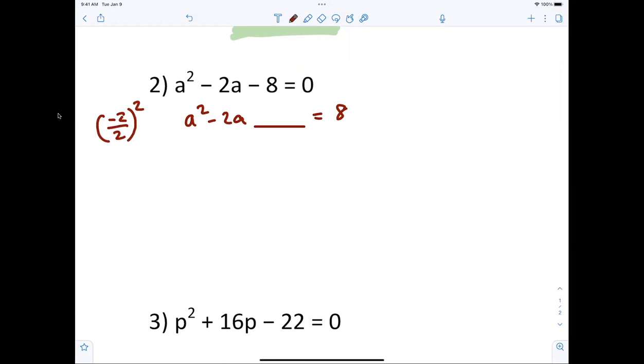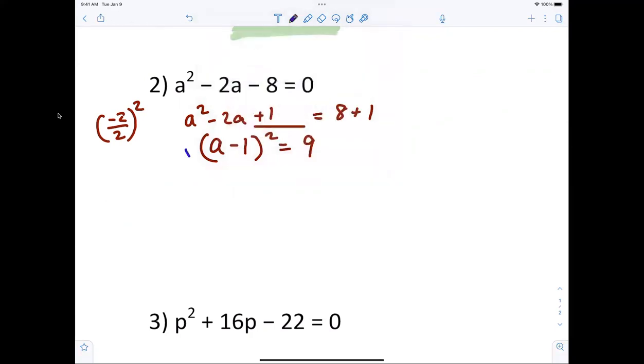1. +1. +1. Now, we're not going to waste any time factoring, because you heard me say it always factors to whatever the half was. What was half of -2? -1. Can't say 1. You got to say -1. So now this factors to a minus 1 squared equals, what's 8 plus 1? 9.